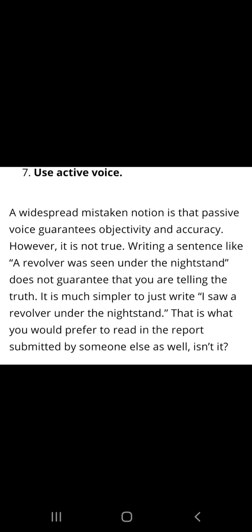It means when you are using the active voice, I comes first, the subject is there. It means yes, it is true because some person is there who has seen that. But when you simply say a revolver was seen, it means who has seen? Is there any eyewitness? No. So it means use active voice.